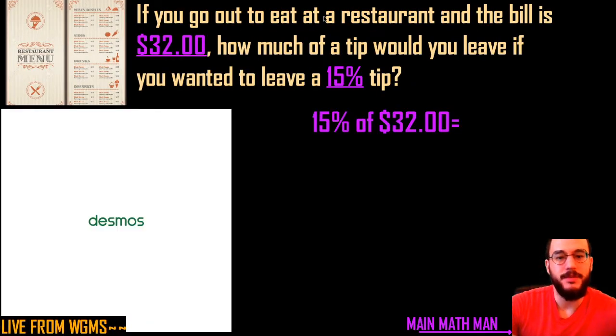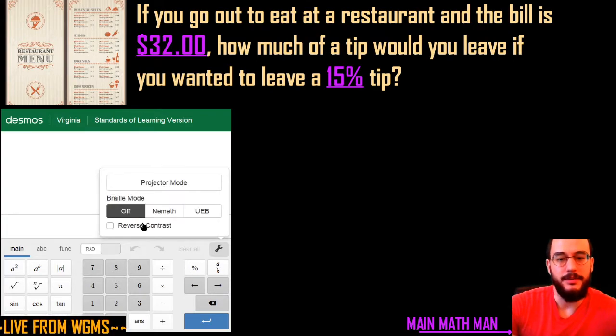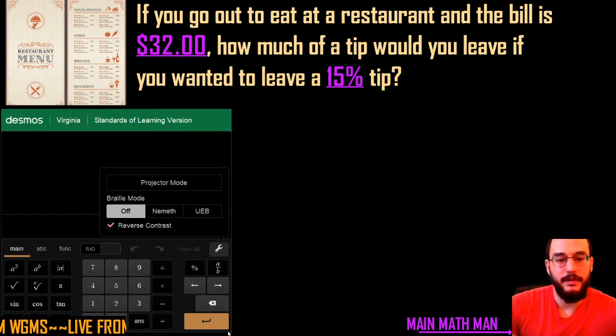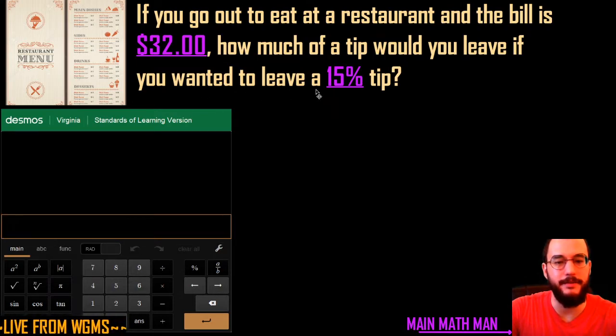So if you have high demand or a rare item, that could be an example of a markup. So now for this first one, it says if you go out to eat at a restaurant and the bill is $32, how much of a tip would you leave if you wanted to leave a 15% tip? So again, we're looking for just the tip. So make sure that you are mindful of that.